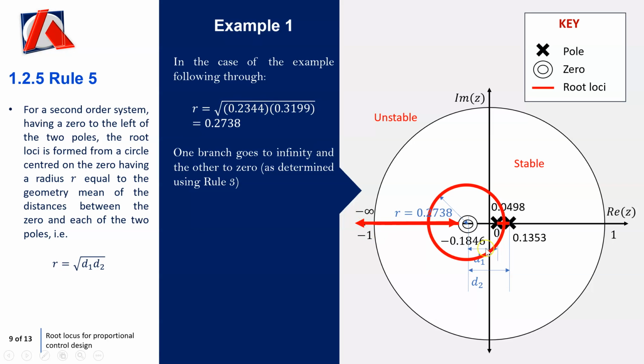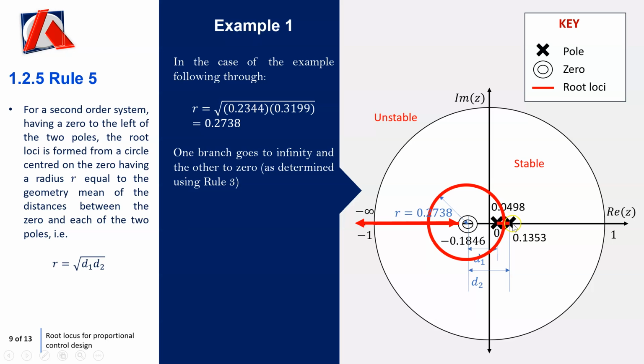So if I just work out the distances between these, you'll see 0.0498 and 0.1846. That's effectively the distance, and then this minus term, and the distance is that. Take the square root of that, and then I work out the radius is, in this case, 0.2738. And just note, I'm working here to 4 decimal places. So then what I can do is put the radius on, and then add the circle. And then what this is now telling me is I know exactly my path for the root loci.